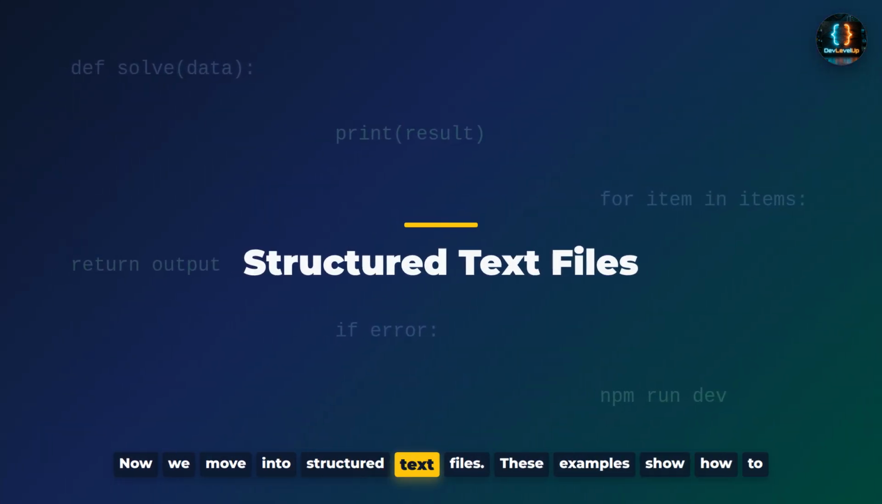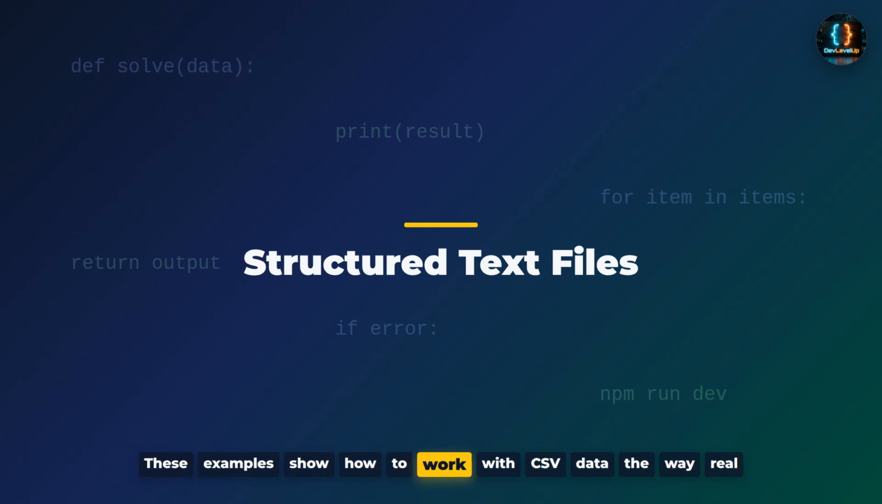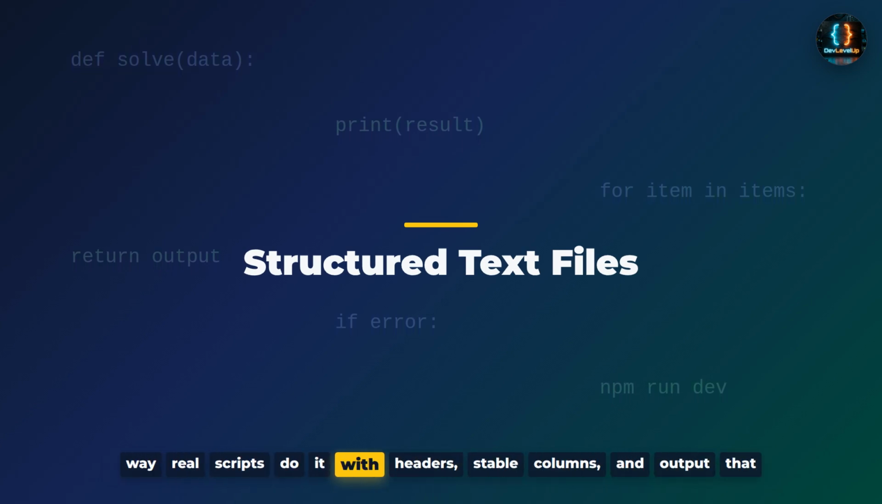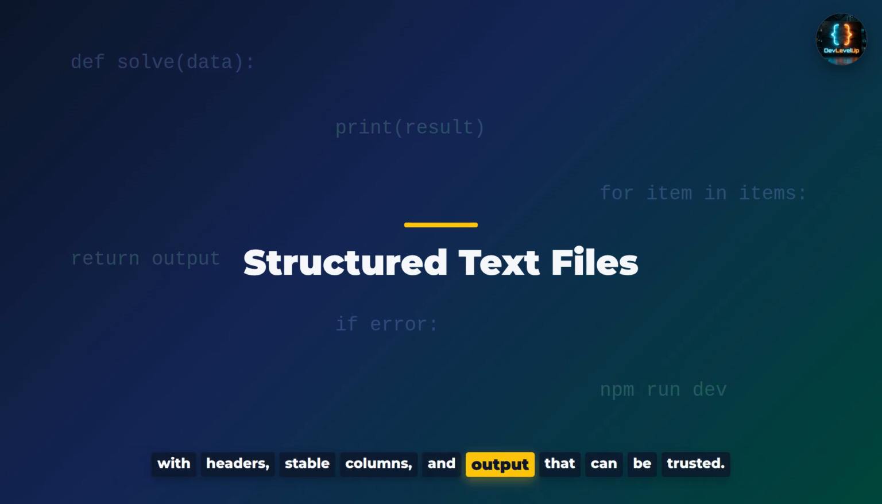Now we move into structured text files. These examples show how to work with CSV data the way real scripts do it, with headers, stable columns, and output that can be trusted.